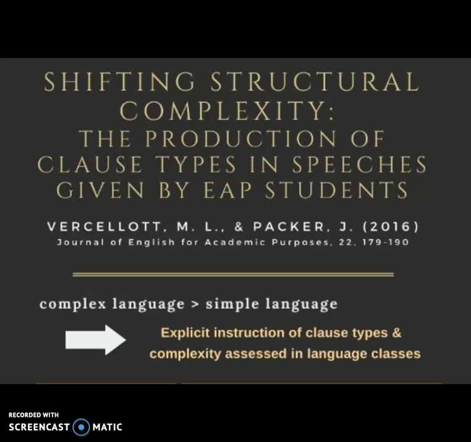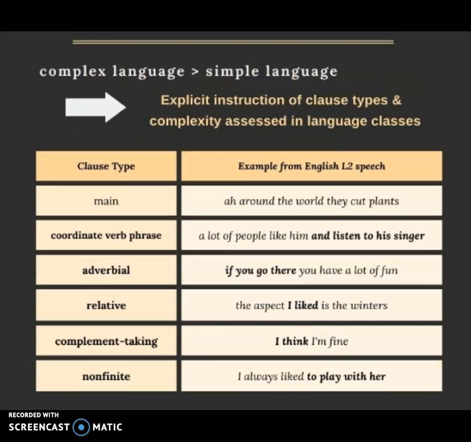Language classes specifically and explicitly teach different clause types, and the writing and the speech of learners are often assessed for complexity. Let's review some different clause types. First, we have main clauses, which is the standard clause required in any sentence or complete utterance. An example from the data is "all around the world they cut plants." You can see that it's just a sentence with a subject and a verb, one verb, "cut."